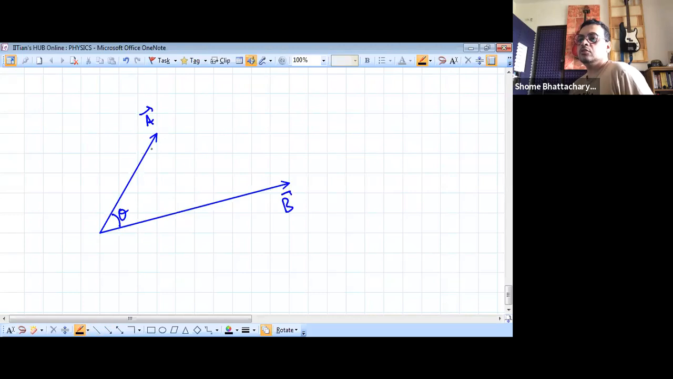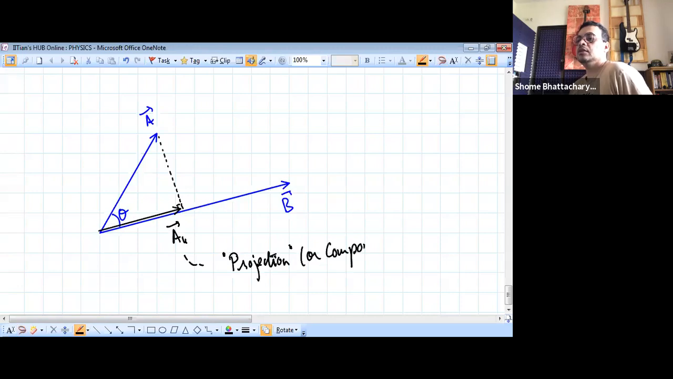So if you drop a perpendicular from A onto B, then this component of A along the direction of B is called the projection of A on B. So if we write this as A parallel, okay, so this is the projection or you can say component of the vector A along the vector B or parallel to vector B.